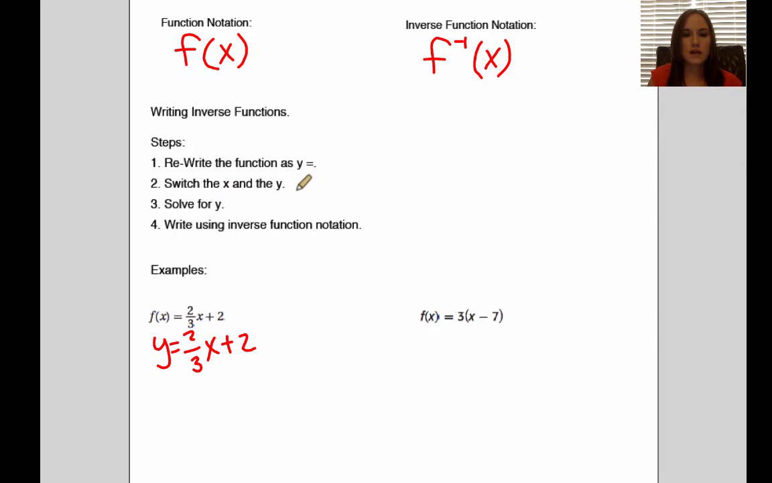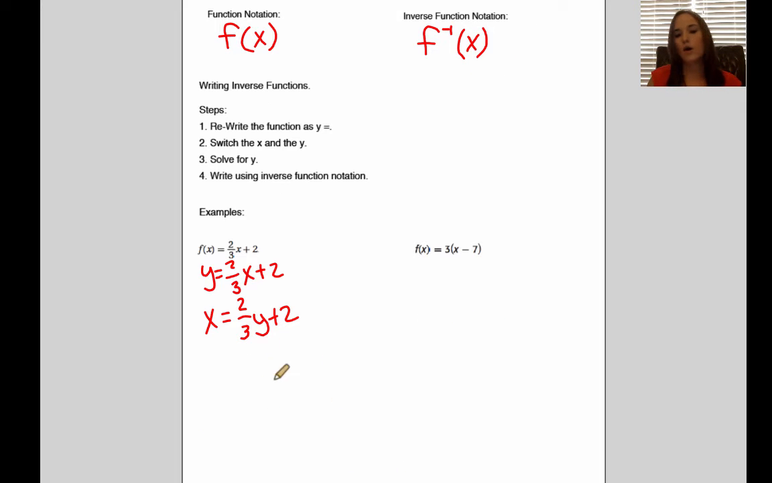Now switch the x and the y. So now I'm going to have an x here. X equals 2/3 y plus 2. Now we need to solve for y, so we need to get everything away from this y right here. So I need to subtract off 2, subtract off 2. What you do to one side, you must do to the other. So we have x minus 2 equals 2/3 y.